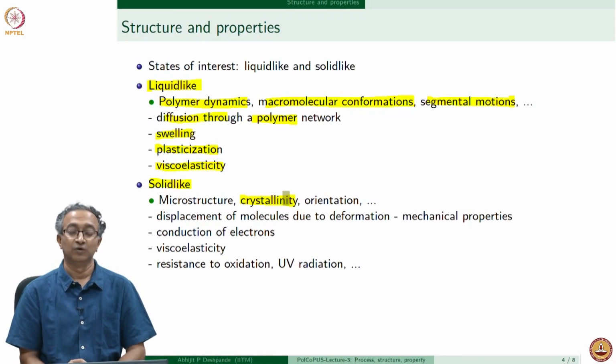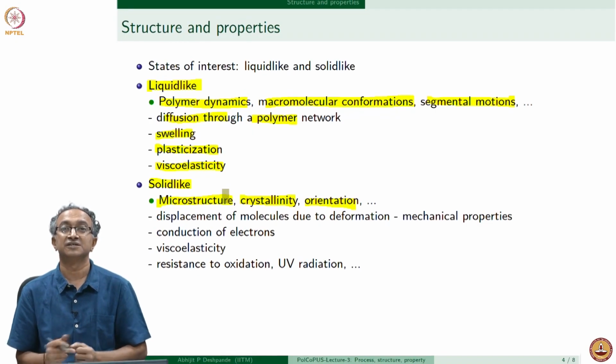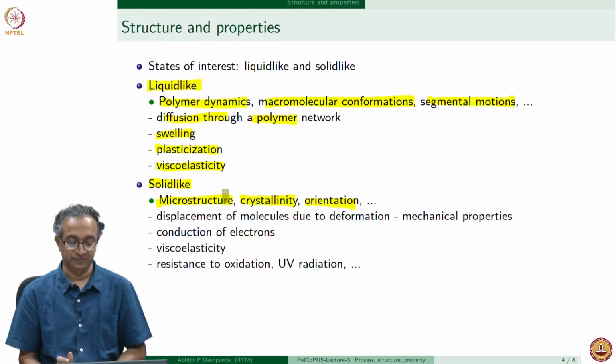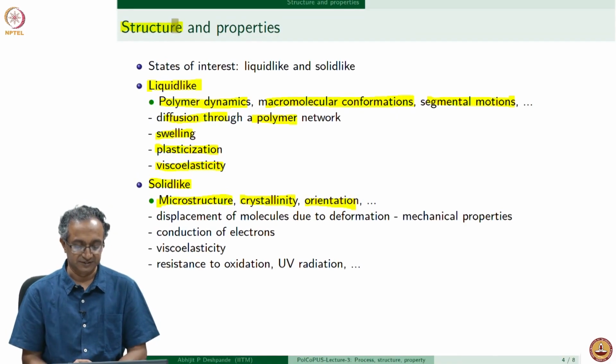On the other hand, if we look at solid-like materials, then we need to know whether it's crystalline or amorphous material, what is the orientation of macromolecules, what are the ways in which molecules are arranged with respect to each other, or if we have a fiber and a polymer, how is the fiber arranged within the polymer matrix, and so on. So it's called the microstructure of the material. So this is also an aspect of structure of these materials.